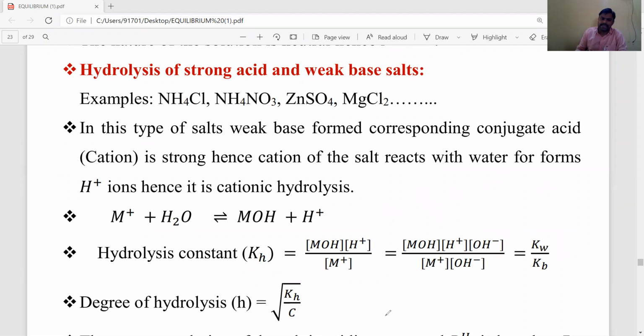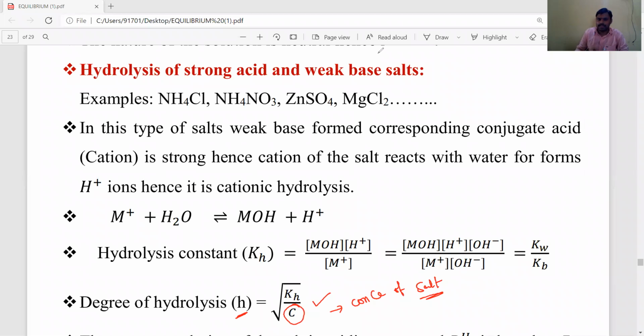Okay, students, and the degree of hydrolysis. I already gave the definition of degree of hydrolysis: the number of moles of salt ionized divided by the number of moles of salt taken. So that formula is equal to the root of Kh by C, where C is the concentration of the salt.